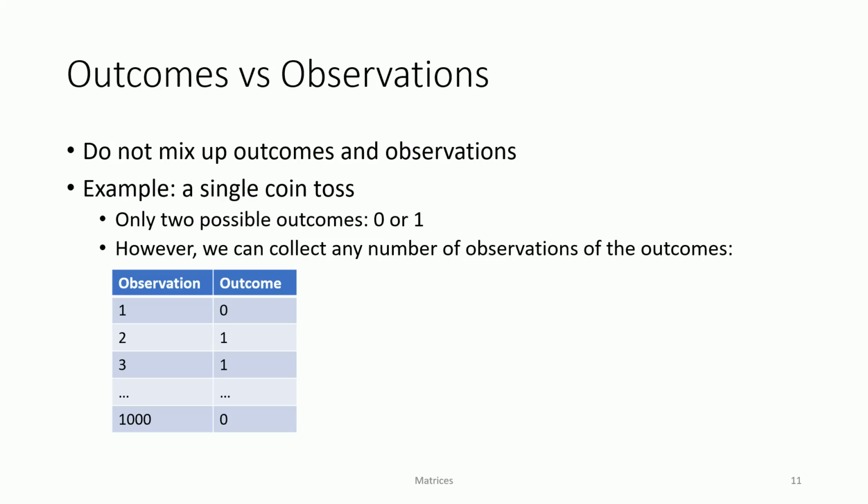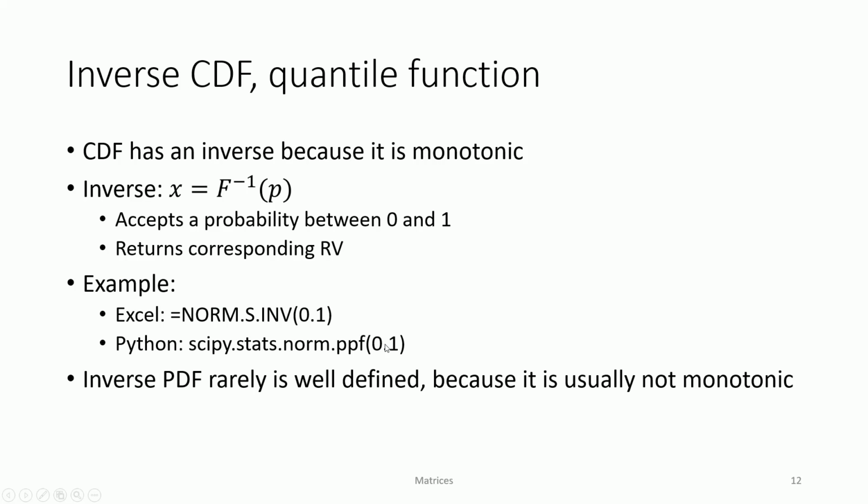However, we can collect any number of observations, so we can keep tossing the coin and recording the outcome. So for instance, we tossed it 1,000 times, and then we were recording the outcome 0, 1, 1, 1, 0, and so on. Right? So the outcomes are 0 and 1, just two numbers, possible outcomes. But the observations can be any number you observe, right?